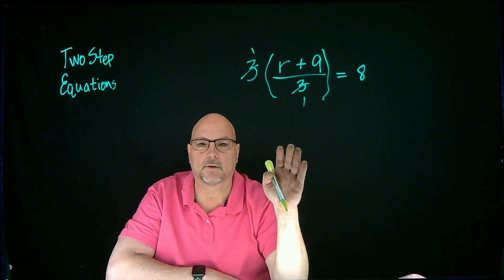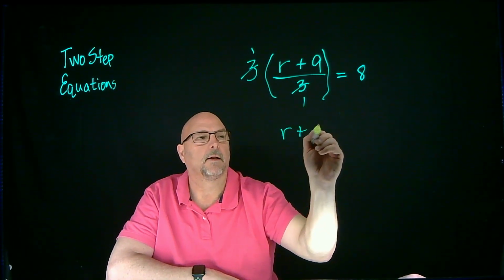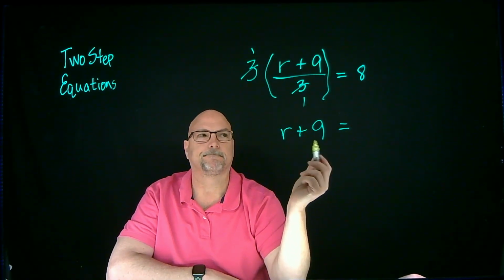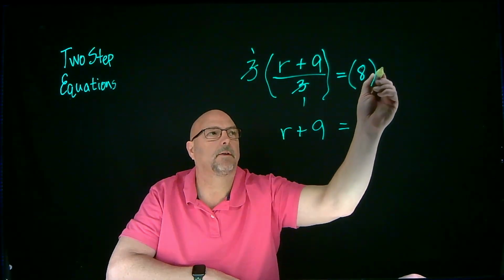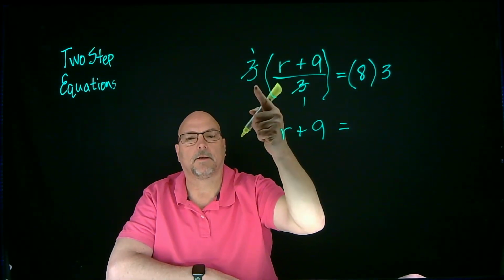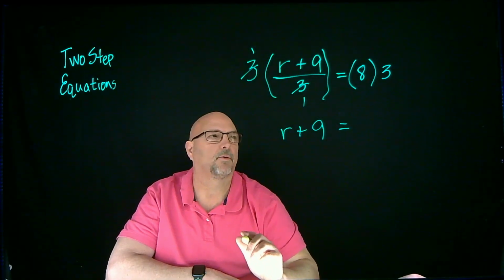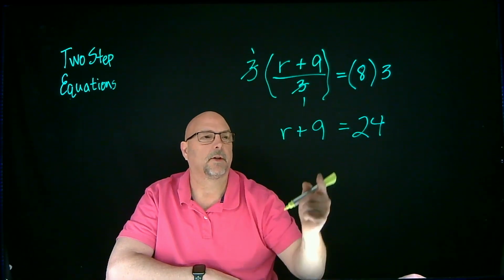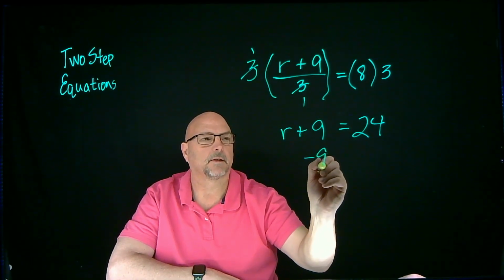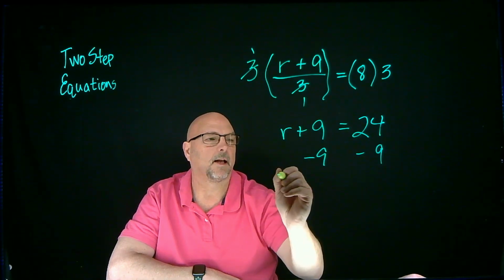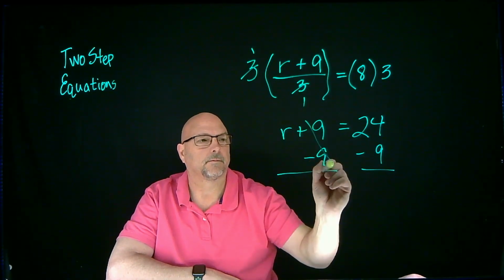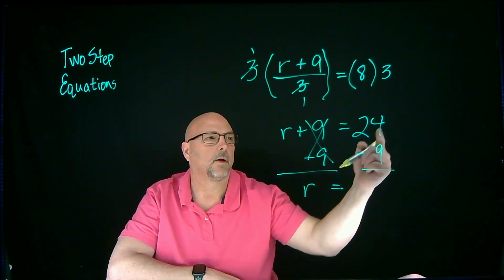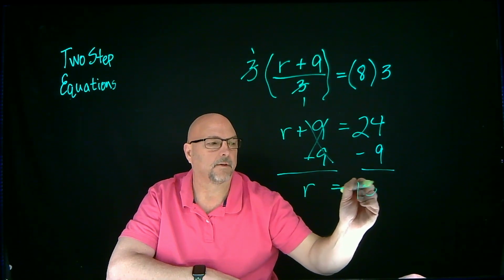So when I multiply both sides by 3, that leaves us with r plus 9 equals, does it equal 8? No. We have to do the same thing to the right-hand side that we did to the left-hand side, which is multiply by 3. So I have r plus 9 is equal to 24. So the last thing we do is get rid of this positive 9 by undoing it with a minus 9. So those go away, and we're just left with r. So r is equal to 24 minus 9, which is 15.